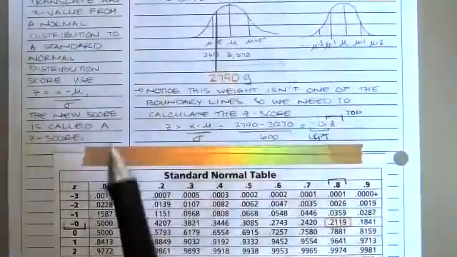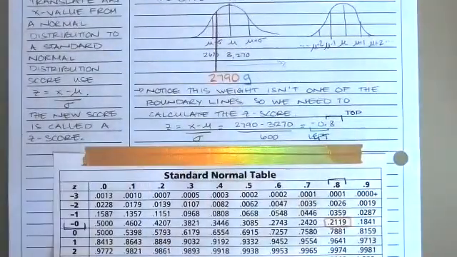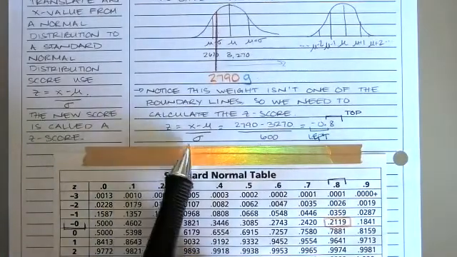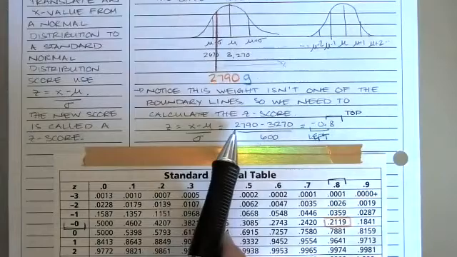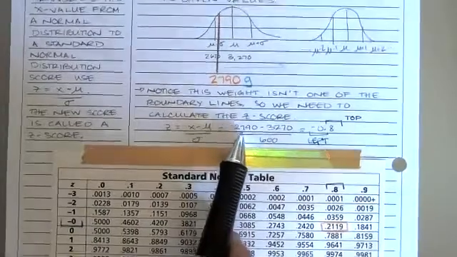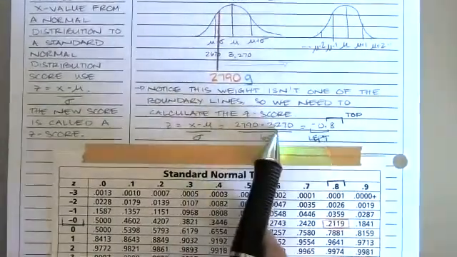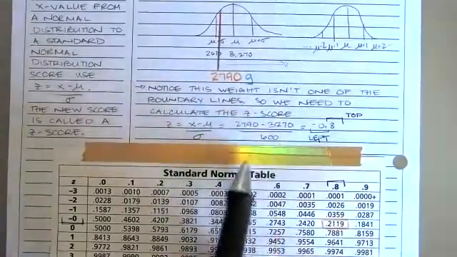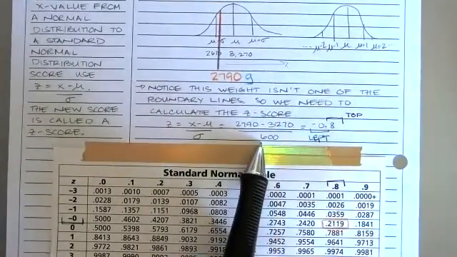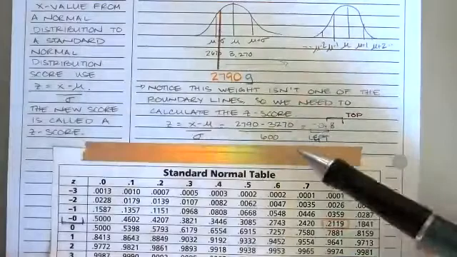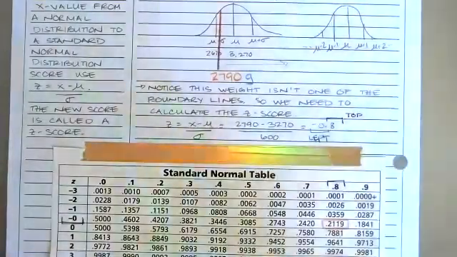Okay, so you can see I've added, notice this weight isn't one of the boundary lines, so we need to calculate the z-score. Using the formula, we've got the value that we're looking for, the 2,790, minus the mean of 3,270, divided by the standard deviation, 600. When I plug this into my calculator, I get negative 0.8.